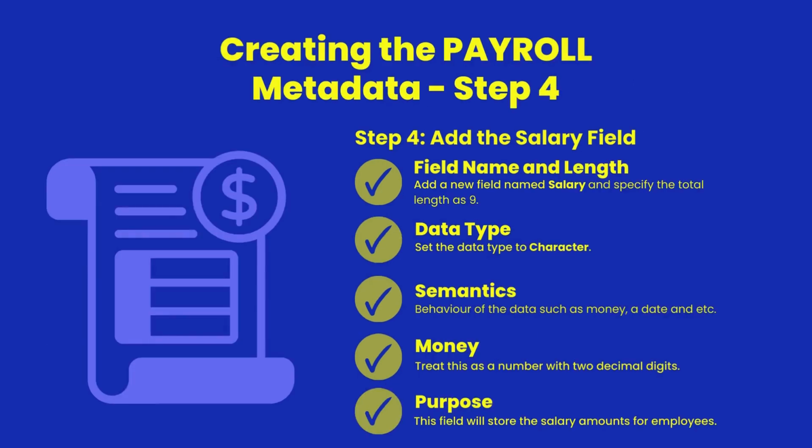Let's move on to step 4, adding the salary field. First, add a new field and name it salary and specify the total length as 9 characters. Set the data type for this field to character, which is the default. Additionally, choose semantics to declare the behavior of the data. In this case it will be money. Money says treat this as a number with 2 decimal digits. The purpose of this field is to store the salary amounts for employees in the payroll table.